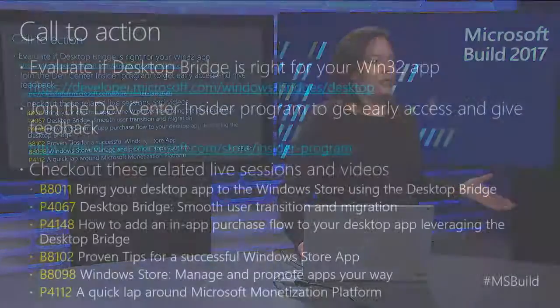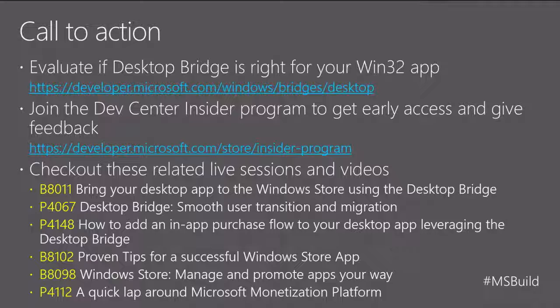All right, so what are the things that you can do today? One thing you can do is evaluate if Desktop Bridge is right for your Win32 app. You can follow that link there, or go to the Dev Center site and navigate to it. Also, there are some video sessions that I've listed out here that talk more about the benefits and the details of what you have to do to use Desktop Bridge. You can join the Dev Center Insider Program. As I mentioned, you get early access and give us your feedback.